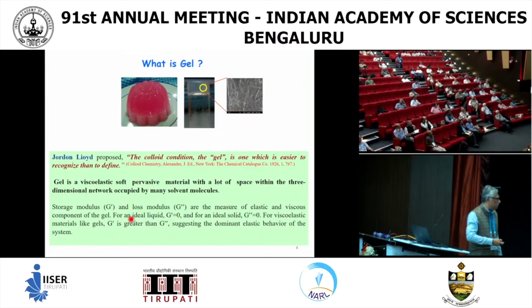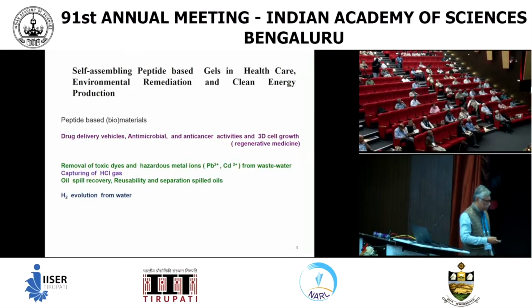It is a viscoelastic, pervasive material with a lot of space in between, occupied by solvent molecules. These 2 terms, the storage modulus and loss modulus, are the measure of the elastic part and the viscous part of the gels. For an ideal liquid, G prime is 0, and for an ideal solid, G double prime is 0. But for viscoelastic materials, G prime is always greater than G double prime. That shows the dominance of the elastic behavior over the viscous behavior.